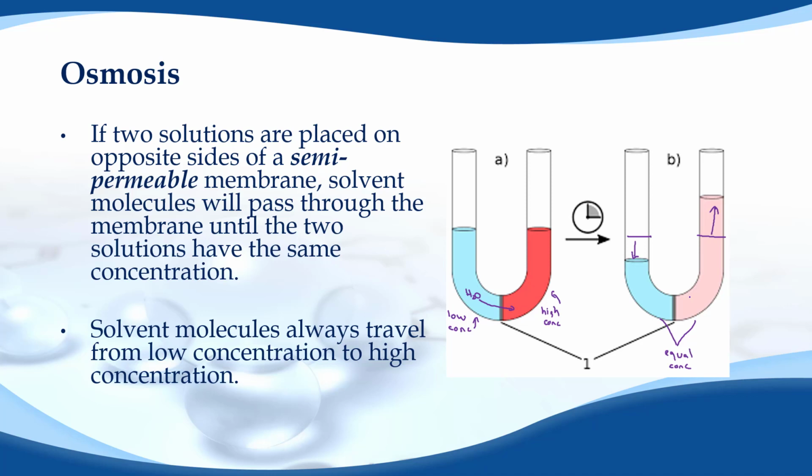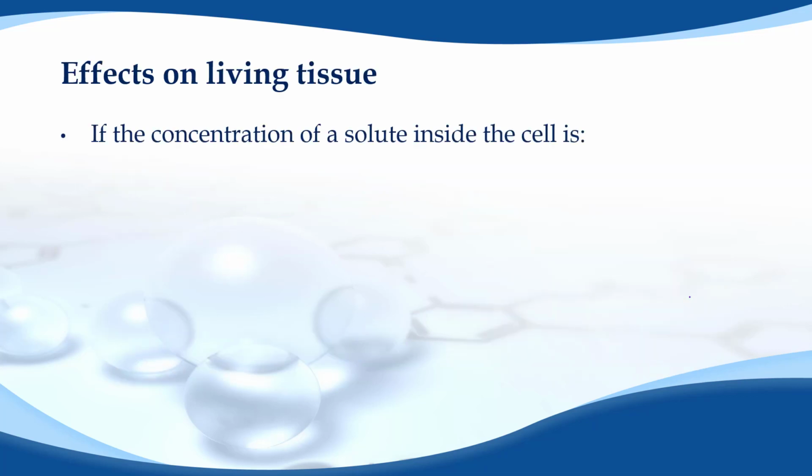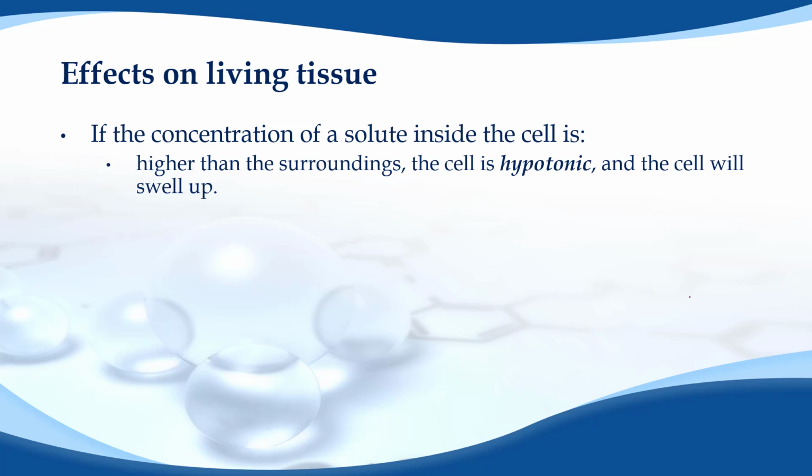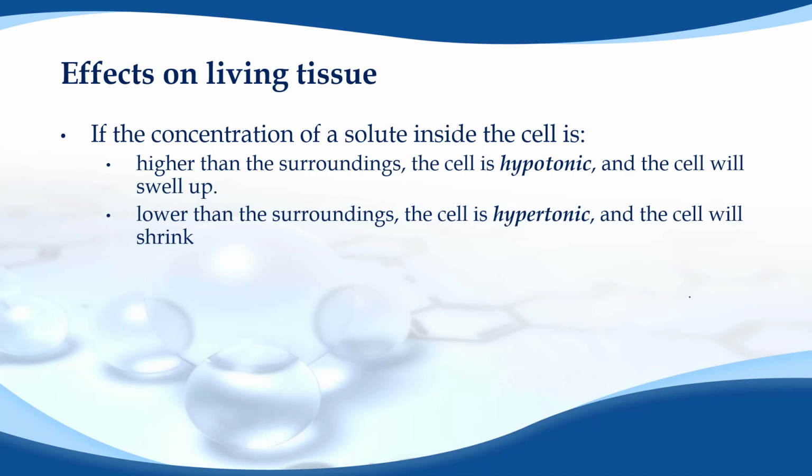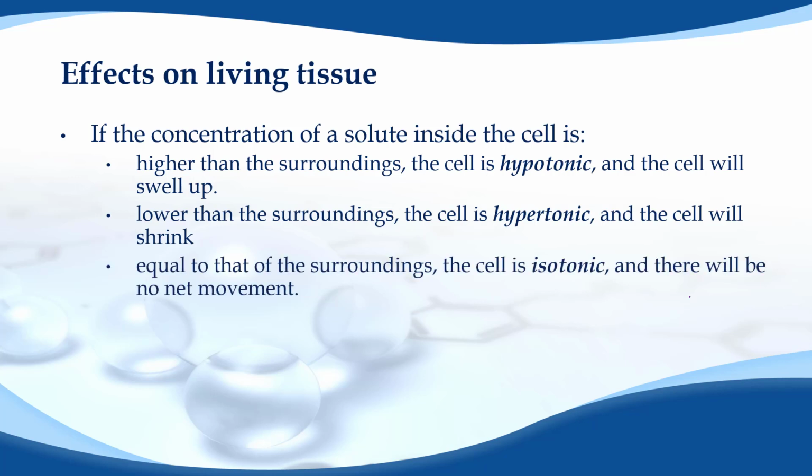Now, osmosis can have some effect on living tissues. If we compare the concentrations inside of a cell and outside of a cell, if the concentration of a solute is higher inside the cell, the surroundings are what's called hypotonic, and the cell is going to absorb water from the surroundings and start to swell up and get bigger. If the concentration is lower than that of the surroundings, it is hypertonic, and it will shrink as it gives off water to the outside. And if the concentrations of the solute are equal to that of the surroundings, then it's isotonic, and that means there's going to be no net movement.